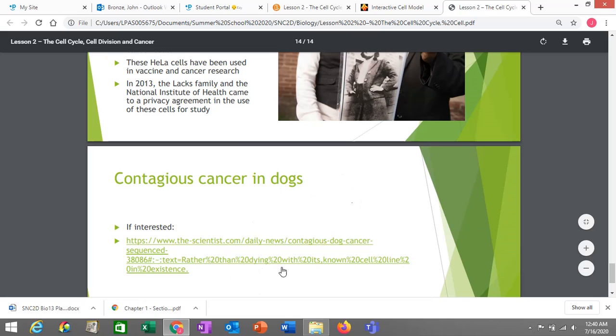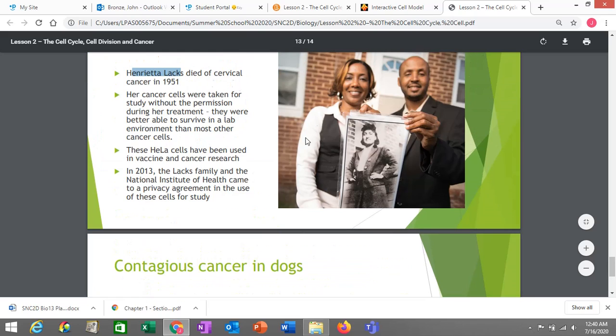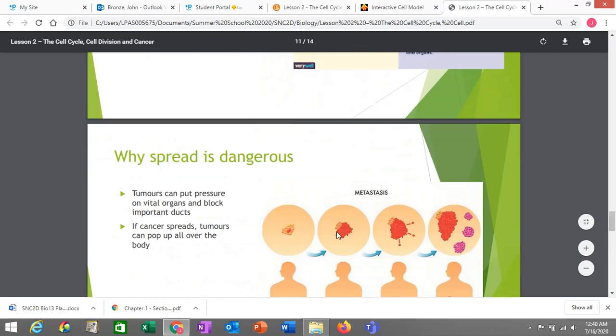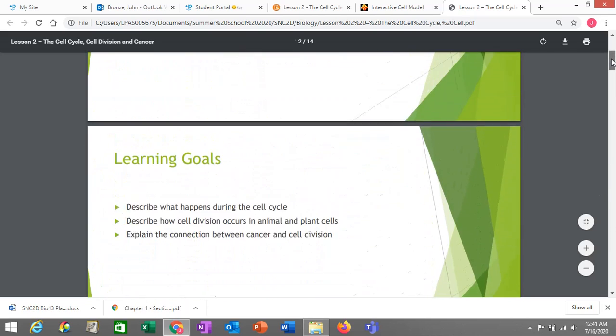And they've studied this cancer, and they figured it actually developed in the dog thousands of years ago, and is being passed on. So just if you're interested in this stuff, it is pretty fascinating, while it's scary at the same time.